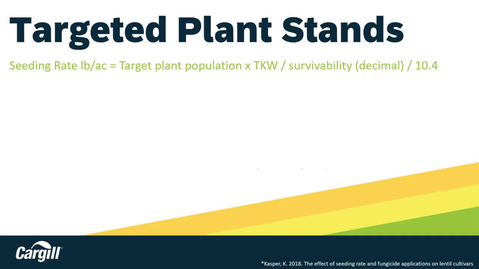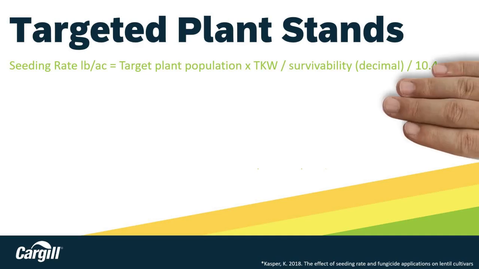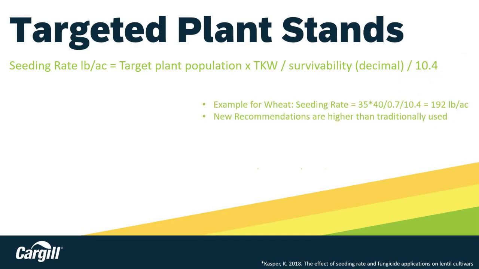So as you can see, to determine our seeding rate in pounds per acre, we need to first take our targeted plant population, our 1,000 kernel weight, and our survivability in a decimal. So for example, a 70% survivability would be 0.7, and then we divide that by a factor of 10.4. So in this example, if we have a wheat crop with a TKW of 40 and a germination of 90, we can calculate seeding rate.